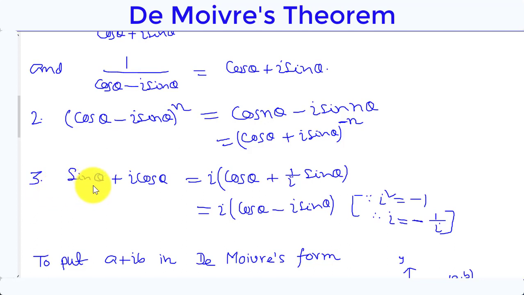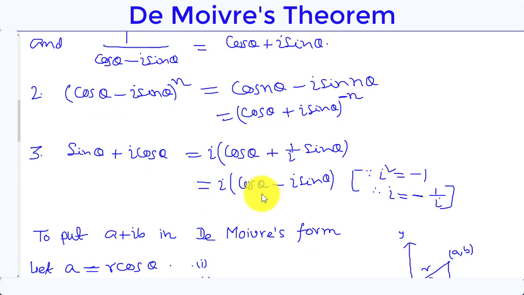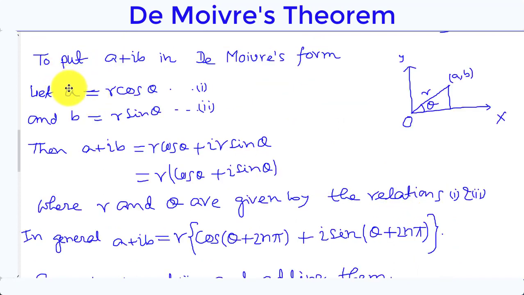Number 3: sin θ + i cos θ is equal to i times (cos θ + (1/i) sin θ), which is equal to i times (cos θ − i sin θ), as i² is equal to −1. So i is equal to −1/i, or −i is equal to 1/i.